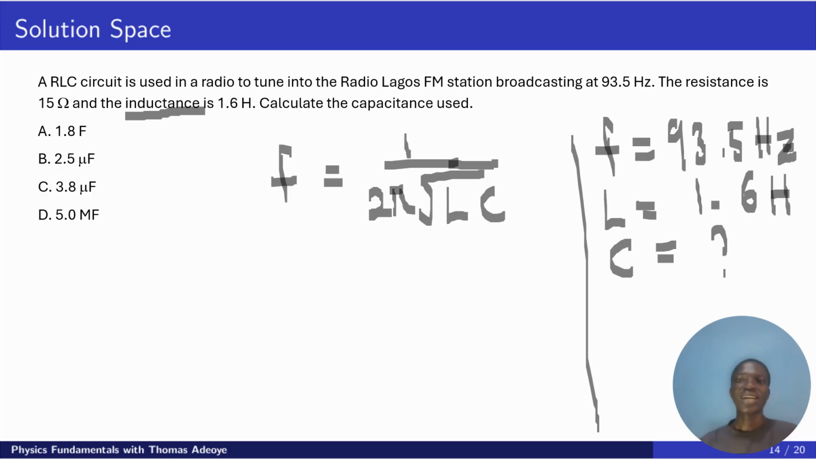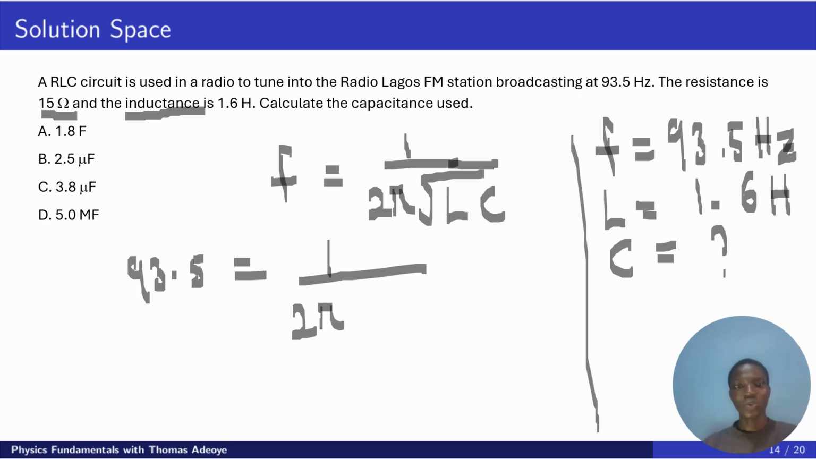The question says we should calculate the capacitance, so C is the unknown, what we are trying to calculate. If you look at everything here, you can see they gave us resistance. Yes, it's funny, we don't actually need it for this question. So now you plug in everything and you have 93.5 equals 1 over 2 pi square root of 1.6, which is L, then C.